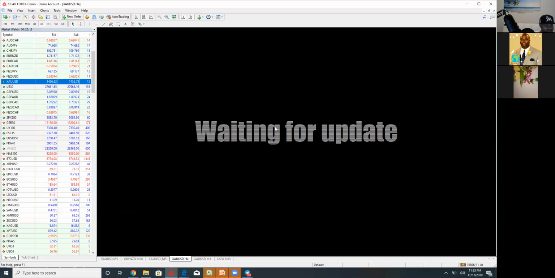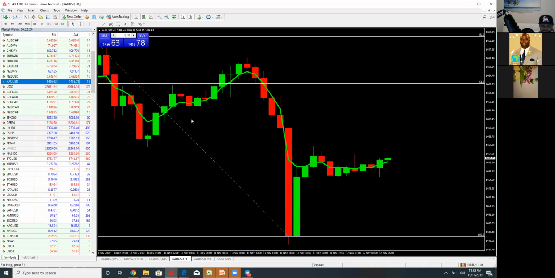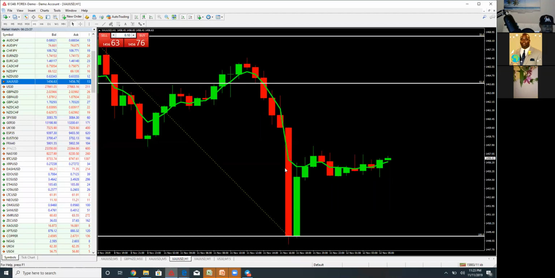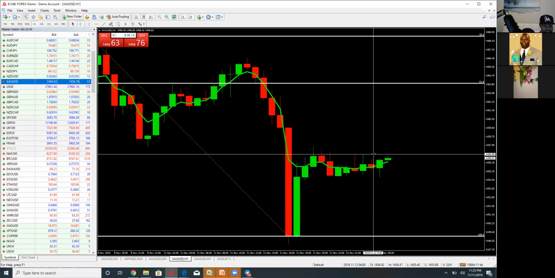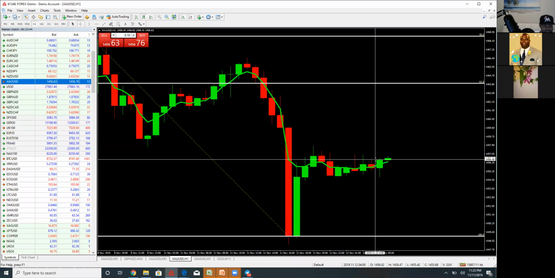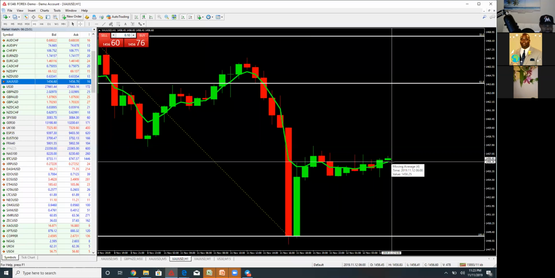XAU. Let's double check again and see what that is on the 4 hours. So let's go here on the 1 hour. Okay, so this is showing you something right now on the 1 hour. Let's go back here. 1456.5 was the sell. So this trade right now, 1456.5 is right here. So guess what, guys? This trade has been channeling for the last few hours. It's going to break out.